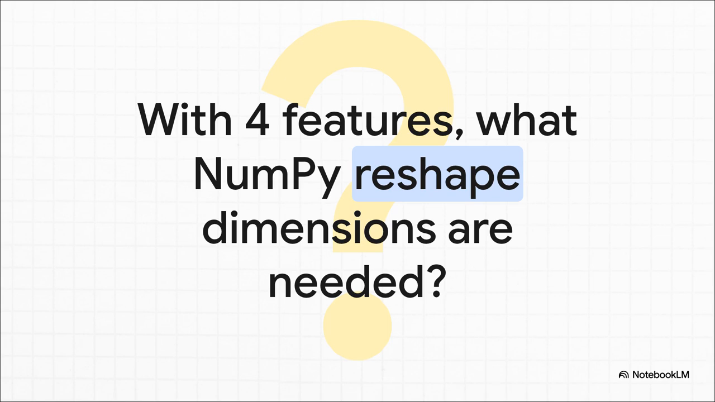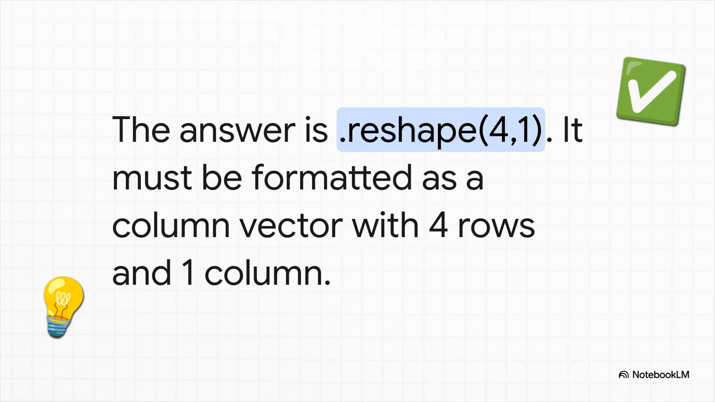Okay, so let's pause for a quick pop quiz. Based on what we just talked about, if you have a classical vector with 4 features, how would you need to reshape it in NumPy to make it quantum ready? And the answer is .reshape(4, 1). You're literally telling NumPy, hey, I need a structure with 4 rows and just 1 column. That is the exact format we need for a quantum gate to be able to do its thing.